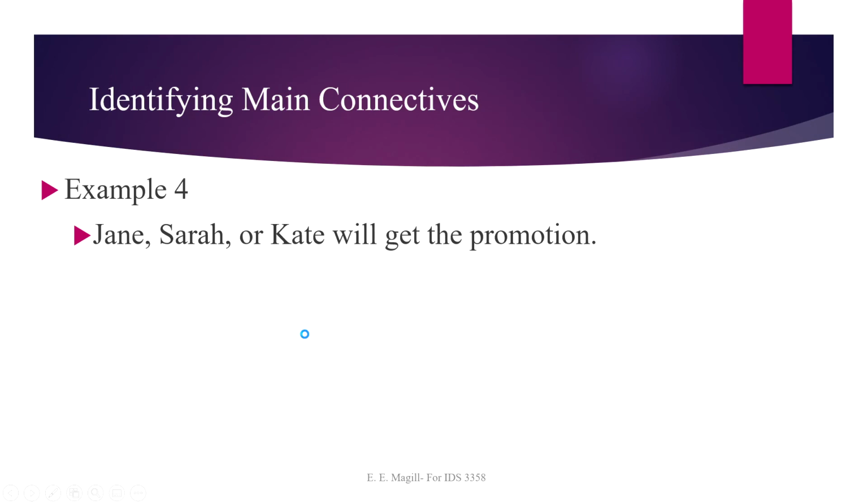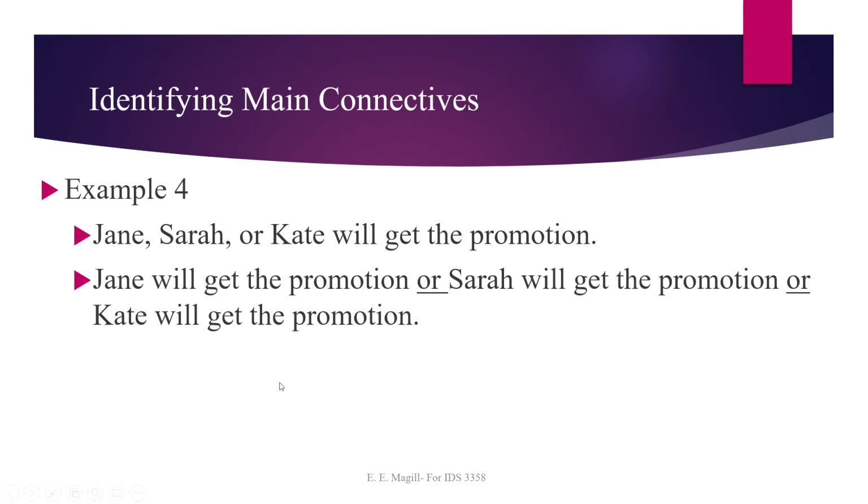So this next example is a little bit different. In our natural English expression, we've only got one connective, and that's the "or." So we have to separate these out into separate sentences with our truth functional paraphrase to see how many connectives we're actually going to have. So now we have that split into separate sentences. Jane will get the promotion, or Sarah will get the promotion, or Kate will get the promotion.